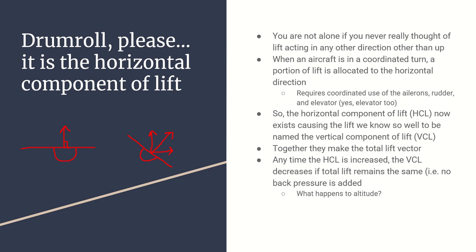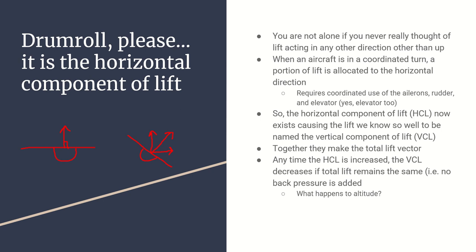So if we are increasing the horizontal component of lift, yet maintaining the same amount of total lift, then that vertical component decreases, okay? If we roll out of the turn, we are decreasing the amount of horizontal component of lift that the aircraft is creating and increasing the amount of vertical component of lift, right? But we're still maintaining the same amount of lift.